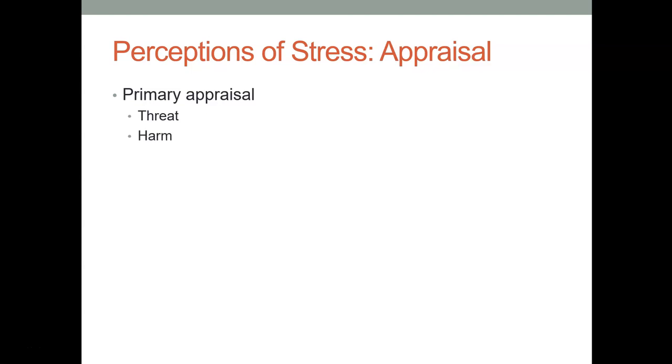A second type of appraisal could relate to harm. So threat is more of what's going to happen in the future. Am I worried about how this is going to affect me in the future? Harm is the harm that's already been done. So if someone gets fired from their job, they might think that the harm that's been done is now they don't have a good relationship with their previous employer and it'll be difficult to get a good recommendation. So they've harmed that relationship.